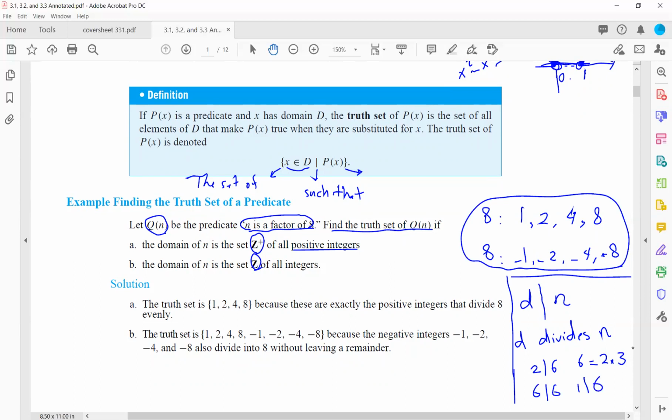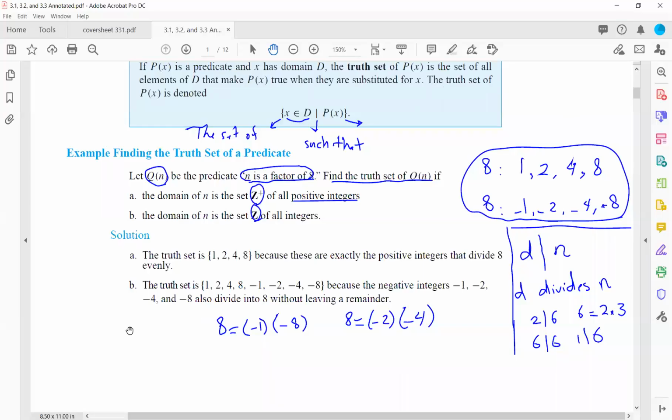Negative 1 divides 8, of course. Negative 2 divides 8, of course, because you can write 8 as negative 1 times negative 8. We can write 8 as negative 2 times negative 4. So these are all factors of 8. Very well, let us move on to the next page.